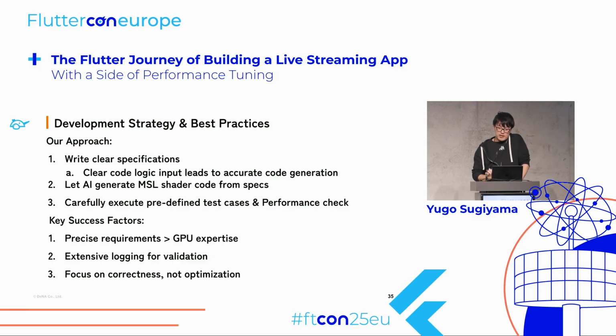The key insight is we don't necessarily need to be a Metal expert. While GPU and Metal knowledge helps, from the AI implementation perspective, clear specifications, implementation logic, and test cases are more important. Loggers are also helpful to see what's happening and what values are used.